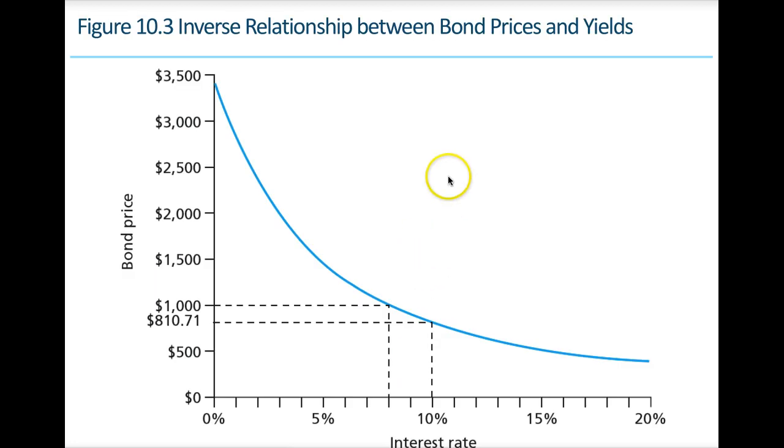You can see this inverse relationship displayed here, where here's the bond price. As interest rates increase, the price of the bond drops greatly. Here at, say, 8%, the bond's valued at $1,000. If interest rates go up to 10%, the bond's now valued at $810. So you see this inverse relationship. As interest rates go up, bond prices go down.